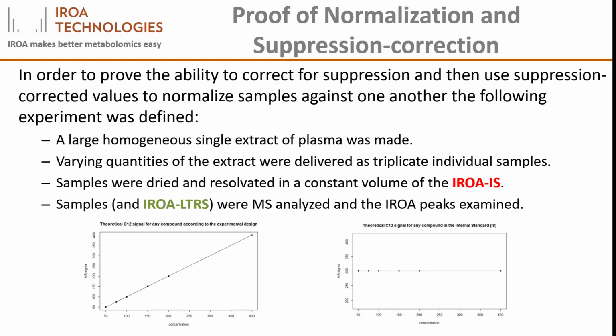In such an experiment, we know that the natural abundant compounds will all track linearly with their original aliquot size. Therefore, the expected concentration of all natural abundance compounds in all analytical samples will be similar to that shown on the figure on the left. Since the amount of internal standard in all analytical samples is the same, the expected concentration for each compound in the Aroa IS is expected to correspond to the figure on the right.